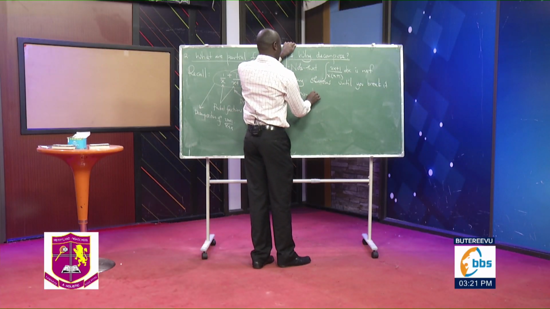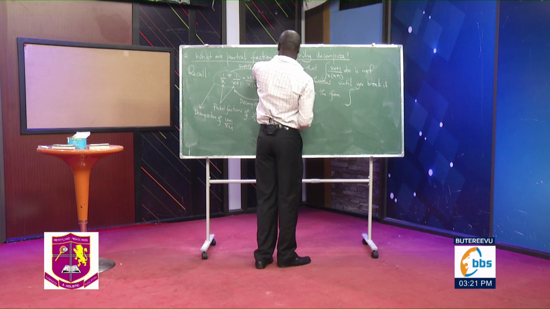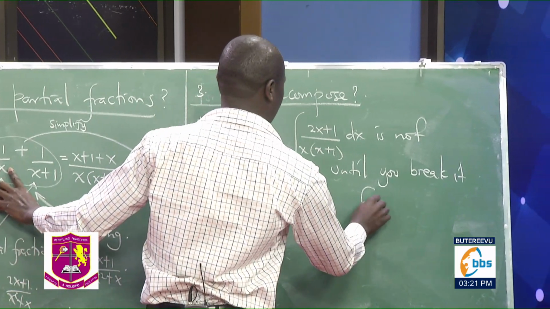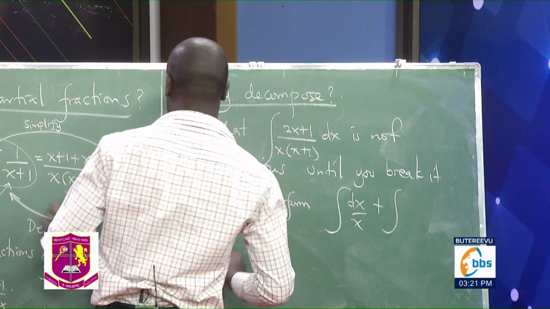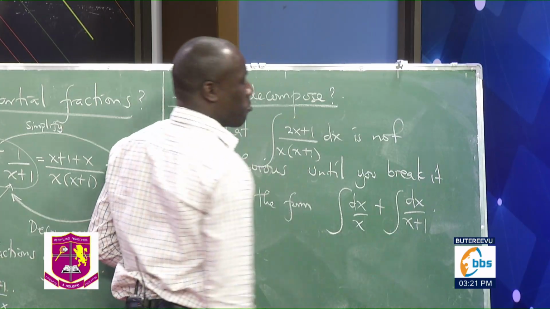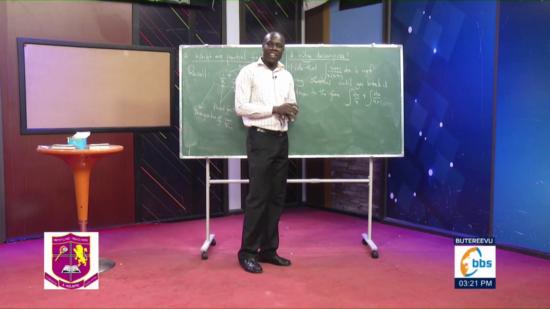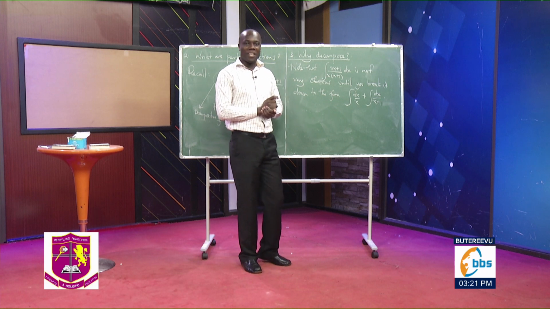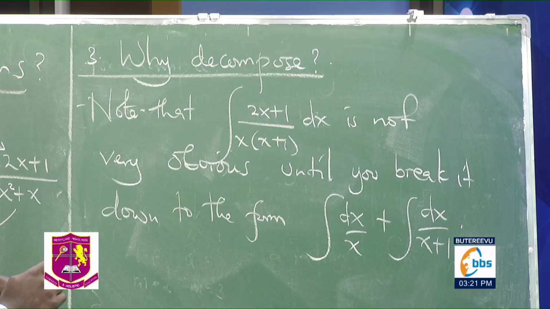You break it down to the form integral of dx over x plus integral of dx over x plus 1. So at this stage now, life looks easy. You can even just throw the answer. So that is what partial decomposition does.